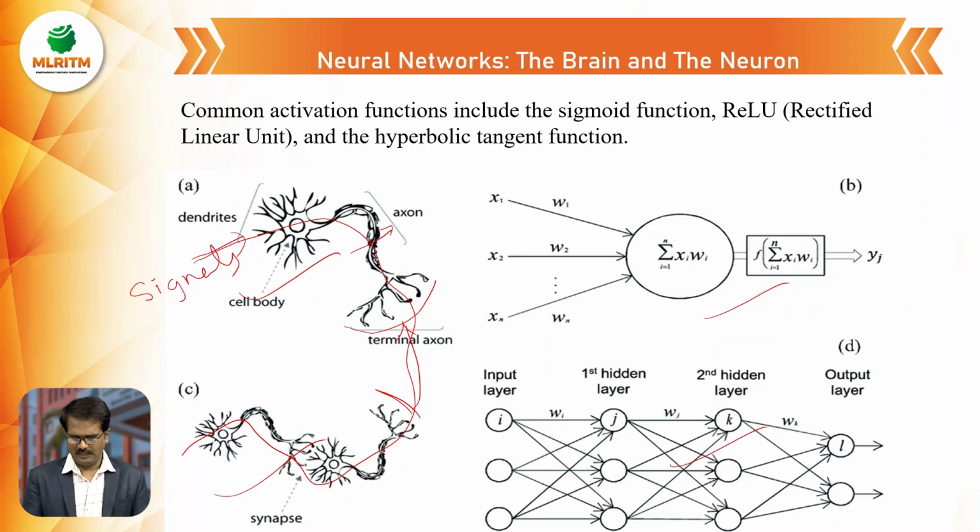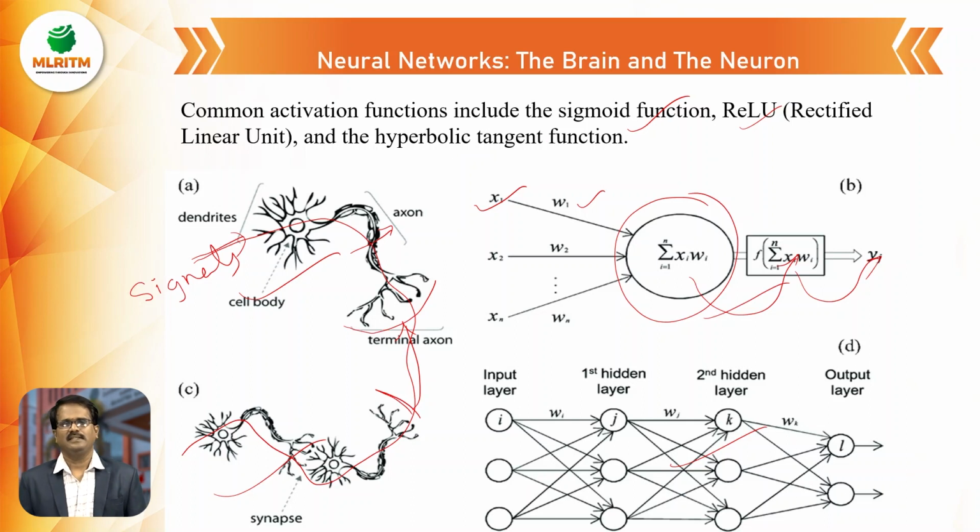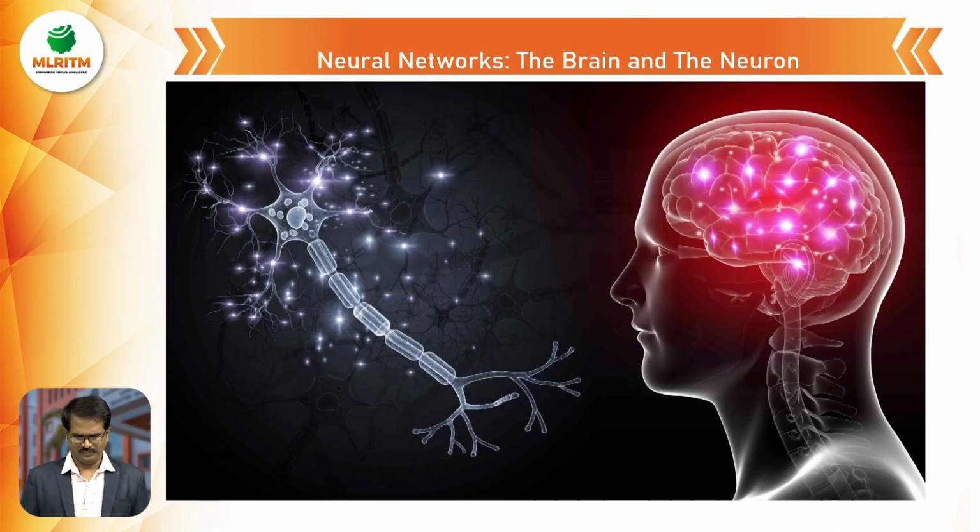In the same way, here, this is a neuron. Each input is associated with the corresponding weight. All are combined together to form one sum value. This value is passed to the activation function, and the activation function generates the output. This is the relationship between the biological representation of the brain and the neuron. Common activation functions include the sigmoid function, ReLU, and the hyperbolic tangent function. This is about the brain and neuron: the relationship between the biological brain and the neuron concept. This is the diagrammatical representation of the brain and the neuron.